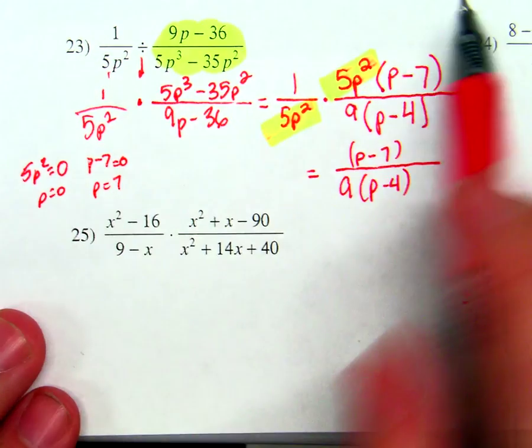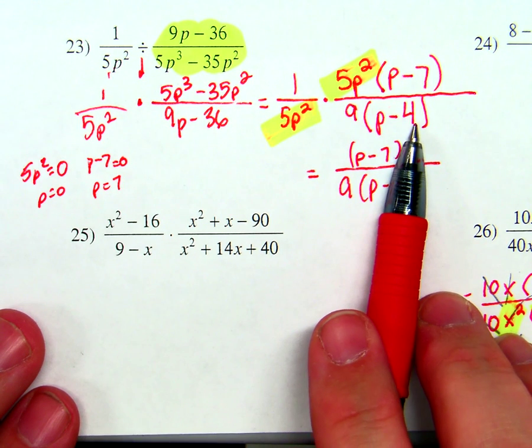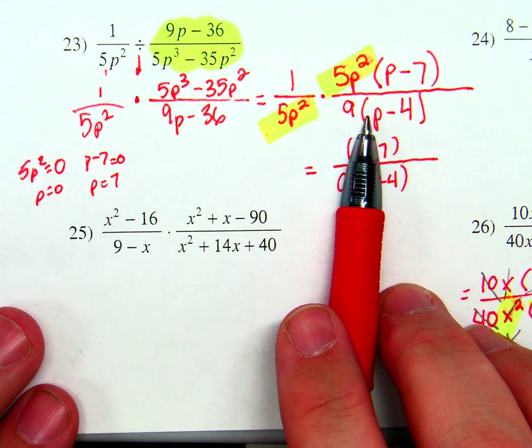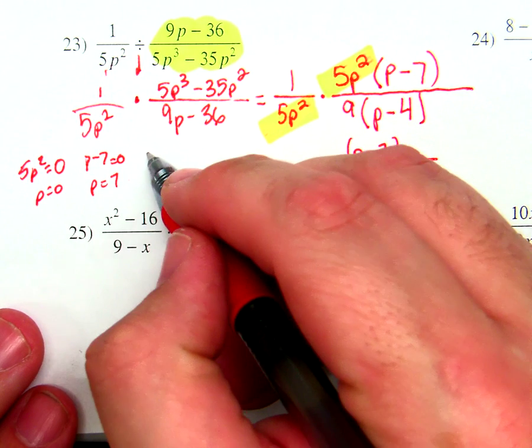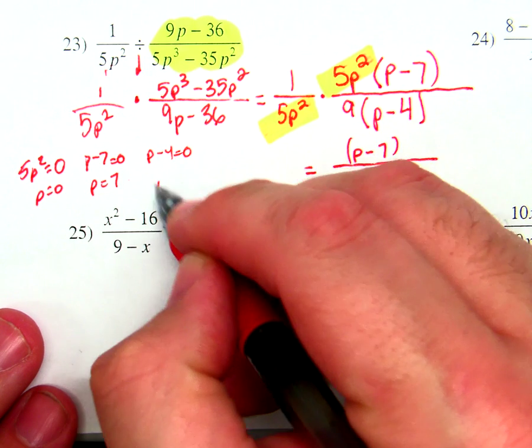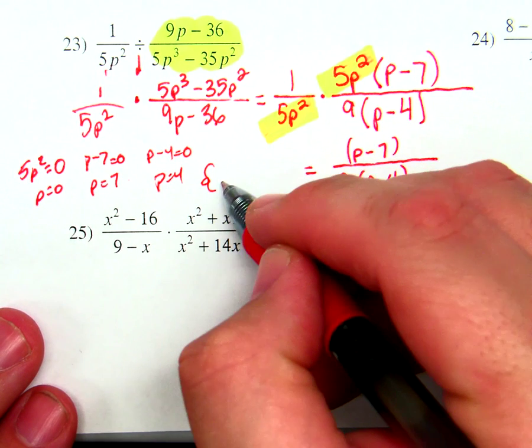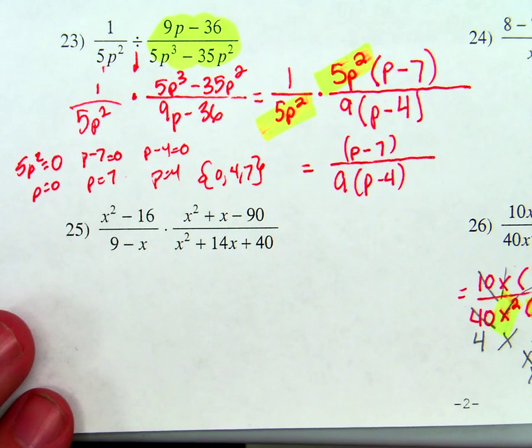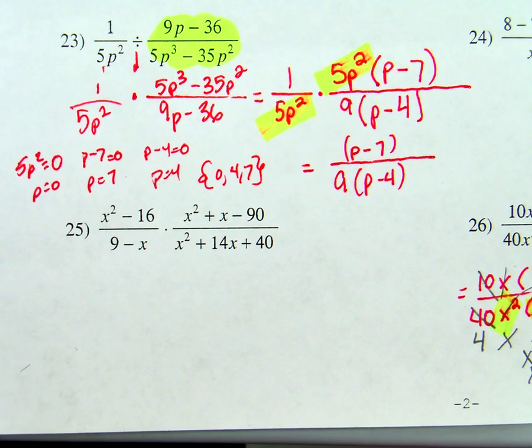But when I changed it here and I multiplied it, if p was 4, wouldn't that screw it up too? Yeah. So I need another p, that p minus 4 equals 0, so p equals 4. So I would have 0, 4, and 7. Because those three numbers are going to screw it up at one point or another. Yep. And the p squared, because there's p squared right in the beginning there.